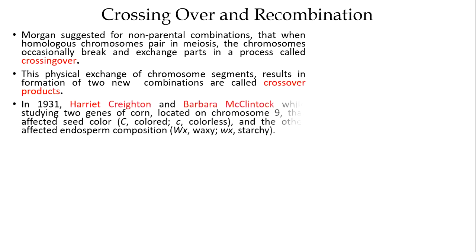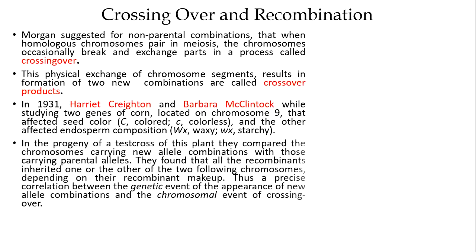This physical exchange of chromosome segments results in formation of two new combinations, called crossover products. In 1931, Harriet Creighton and Barbara McClintock, while studying two genes of corn, located on chromosome 9, that affected seed color, C, colored, c, colorless, and the other affected endosperm composition, Wx, waxy, wx, starchy.